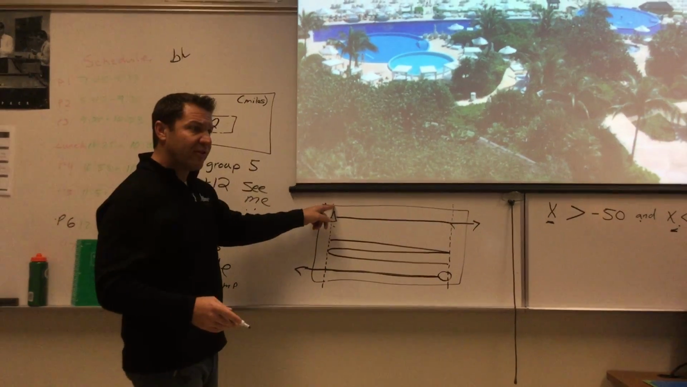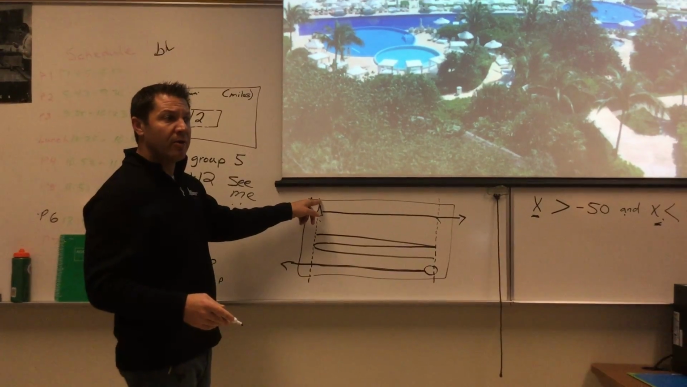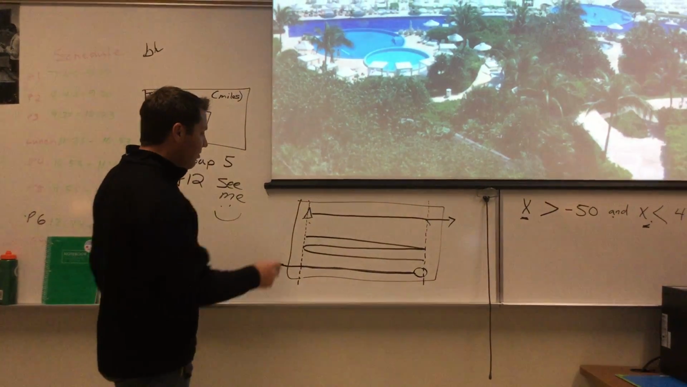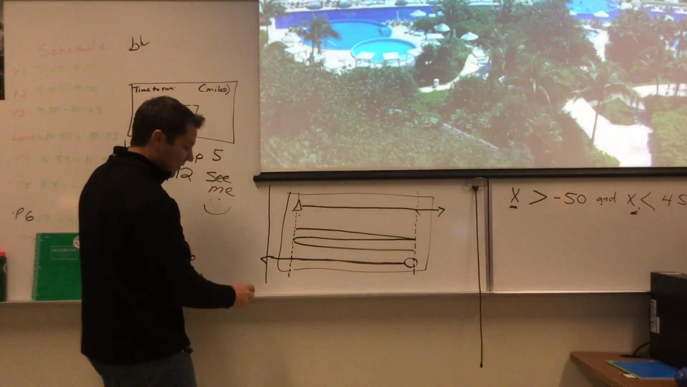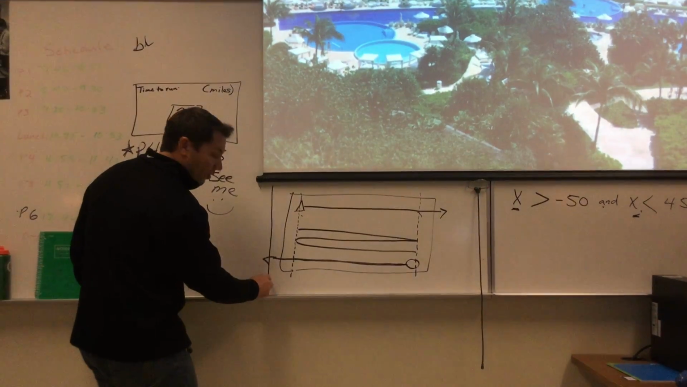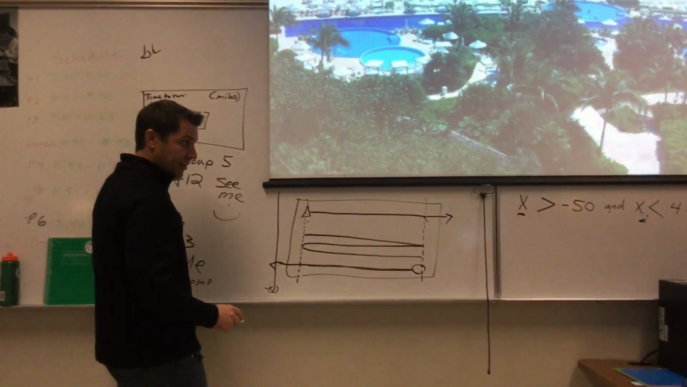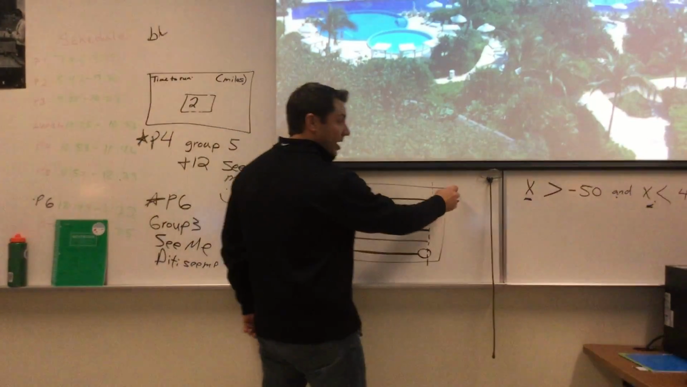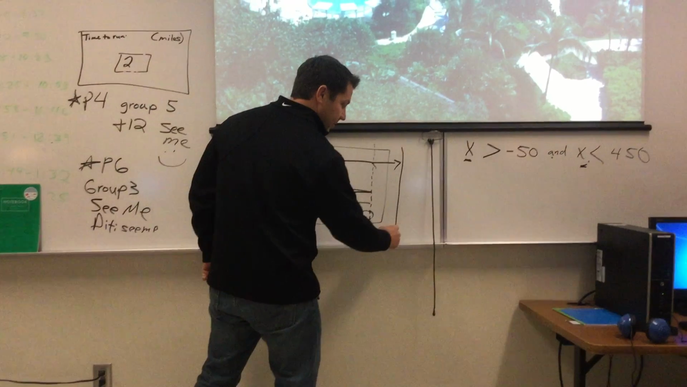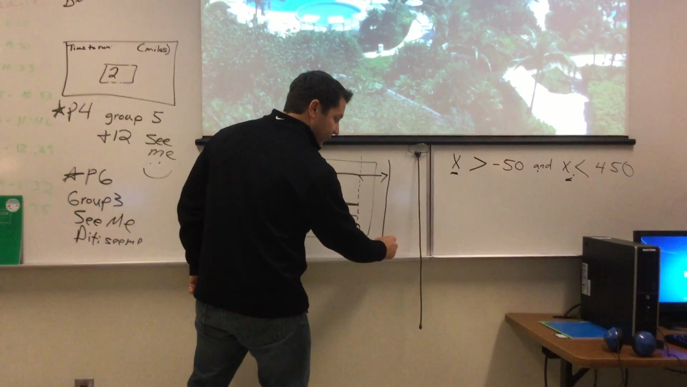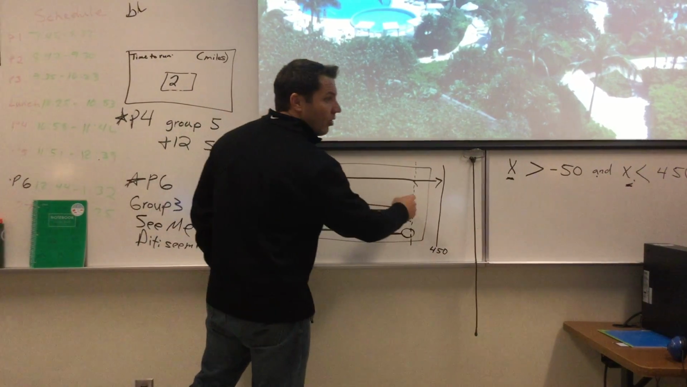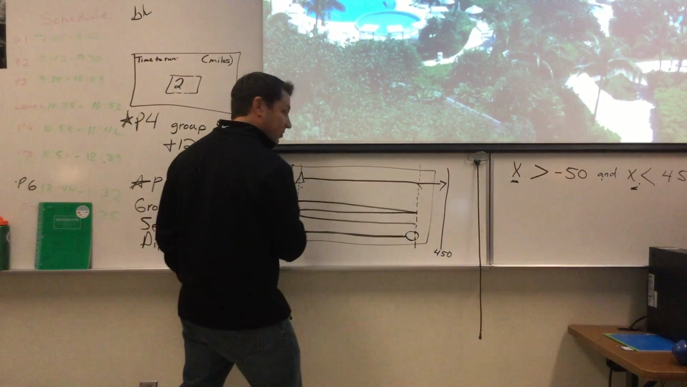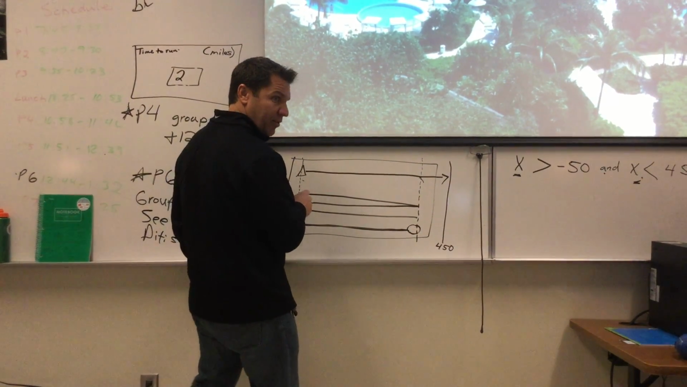So instead of saying that X must be greater than 50, we change it to X must be greater than negative 50. That way it goes all the way off the screen, okay? And then we say that X must be less than 450 on this side, okay? That's what gets them to travel all the way and just barely go off, and boom, they start over again. Does that make sense to everybody?